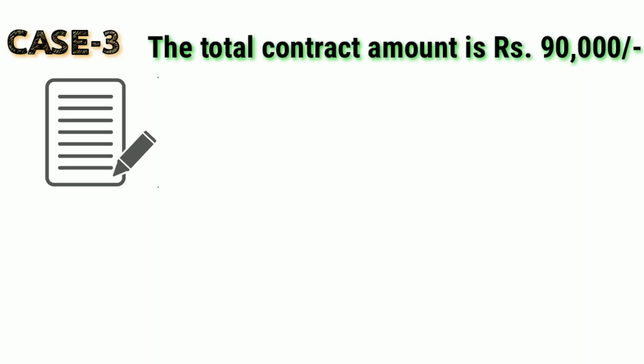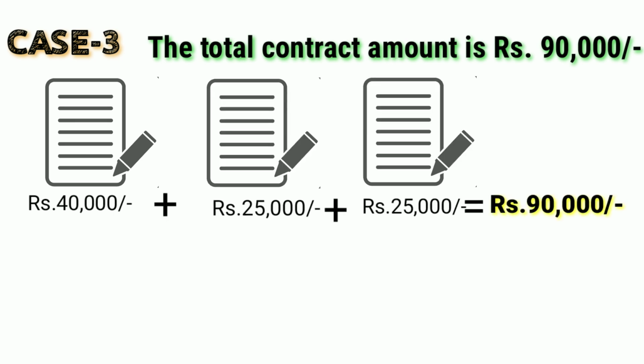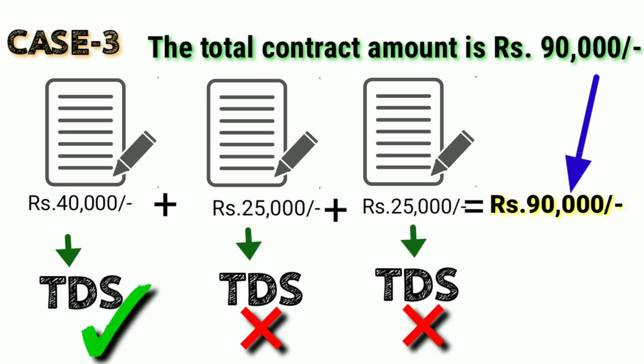However, suppose the contractor provides one bill of rupees 40,000 and two bills each of rupees 25,000. Then TDS will be deducted only on the one bill of rupees 40,000 because it crosses the threshold limit specified for a single invoice. But on the other bills, no TDS shall be deducted as neither did they cross the threshold limit meant for a single invoice, nor does the total payment to the contractor exceed the annual threshold limit of rupees 1 lakh because the contract value is rupees 90,000.